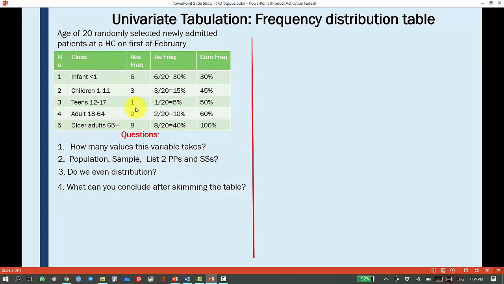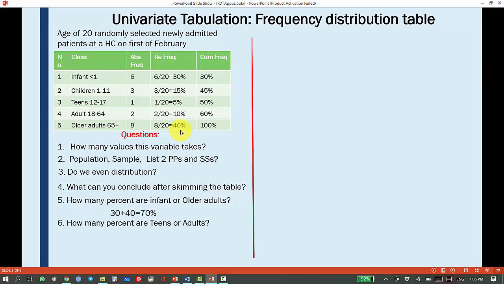What can you conclude after skimming the table? What we can conclude is that immediately we see that most of the patients, at least in our sample, are either infants or older adults. How many percent are infants or older adults? We can add the percentage of older adults, which is 40, and infants, which is 30. In total, we have 70% who are either older adults or infants.